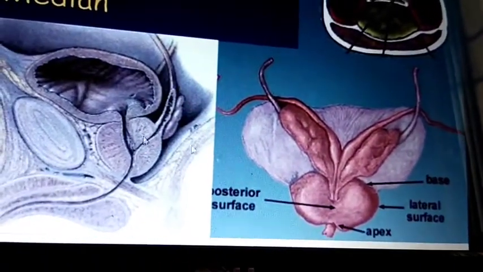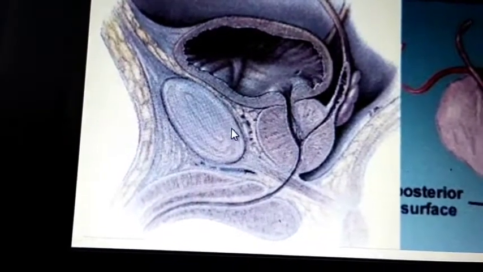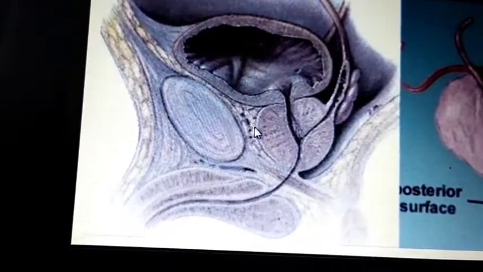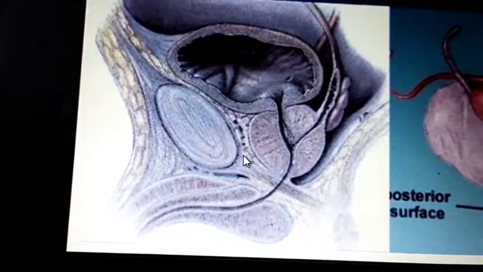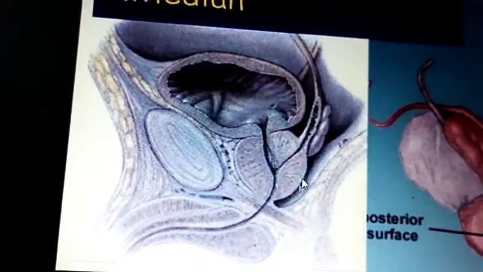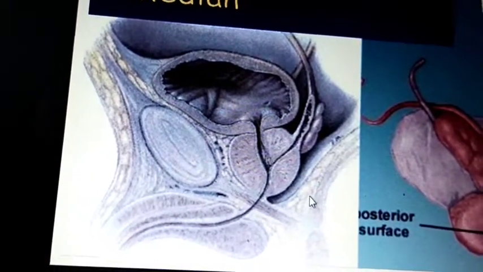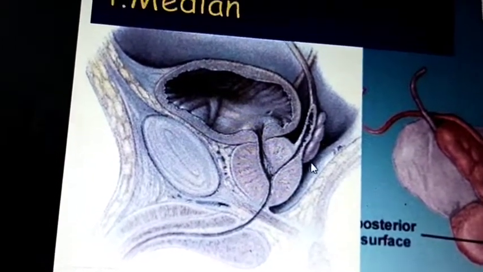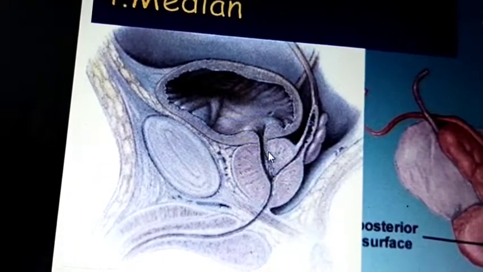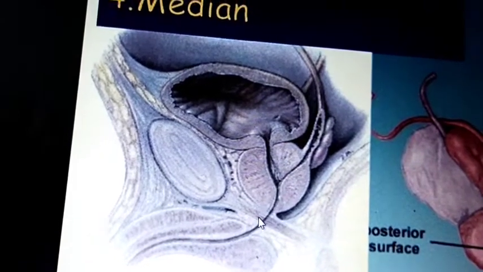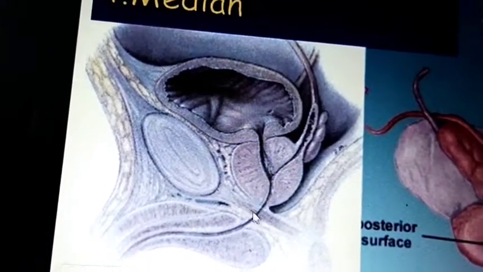You can see here this is also the prostate. This is the pubic symphysis. There is fat, and the puboprostatic ligament with the fat is here, and this is the posterior surface. This is the Denonvilliers fascia. This is the levator ani muscle. This is the posterior surface, this is the prostatic urethra, this is the base, this is the apex, and this is the urogenital diaphragm.